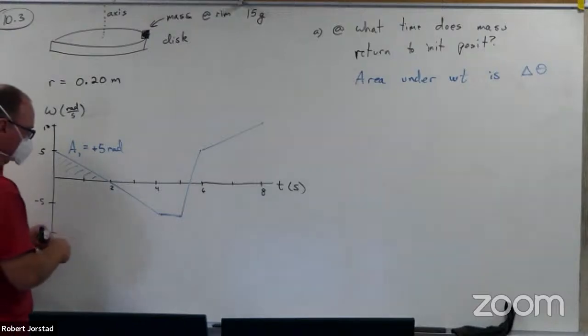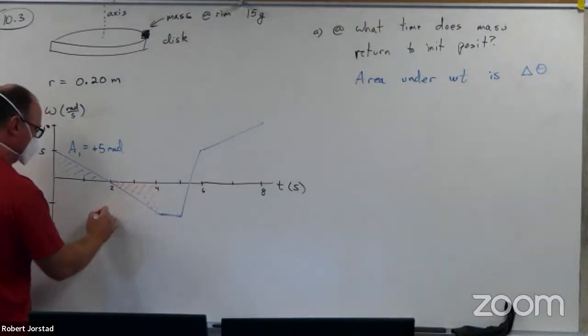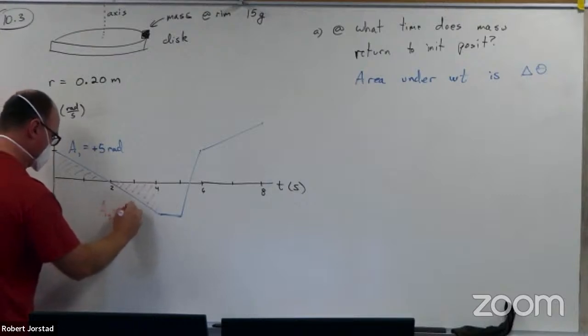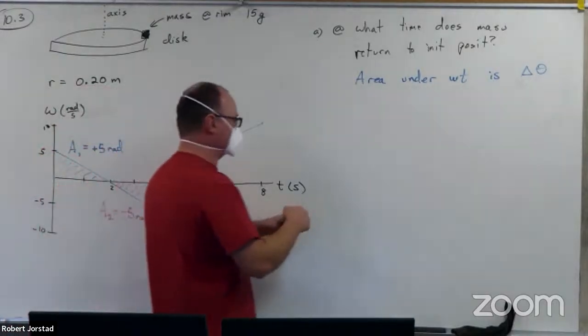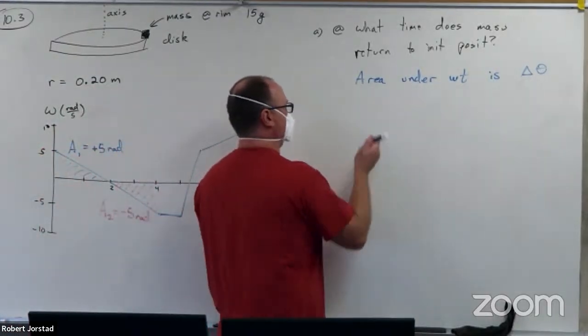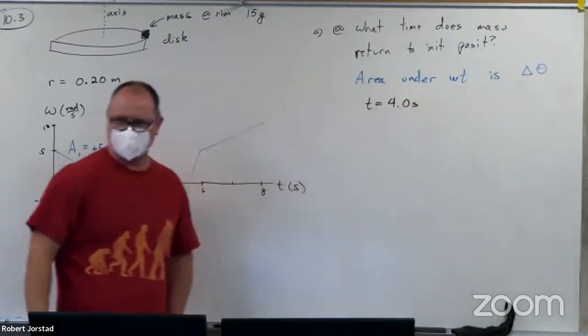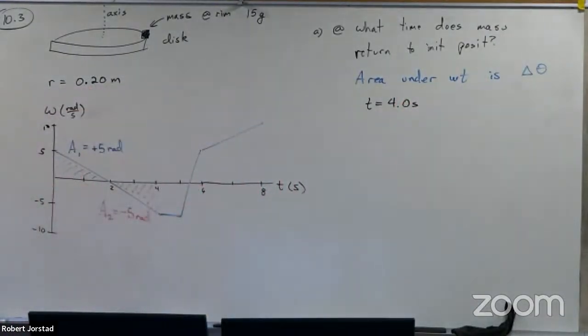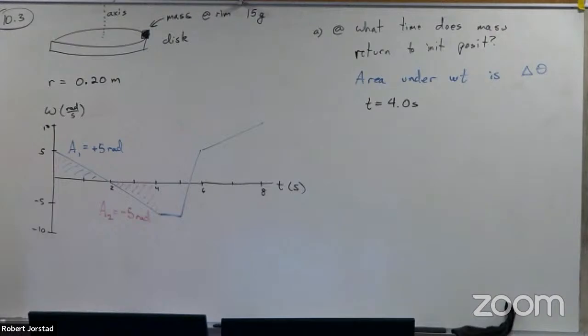And then over here, what's this area? Area 2 equals -5 radians. Does everybody see it? So the answer, well, I guess that wasn't hard for you guys. Nice job. The answer is t equals 4.0 seconds. Nice job. What do you think? So far, so good? Everything in chapter 2 comes up again. Yay. All right. How far has the mass traveled after 8 seconds?